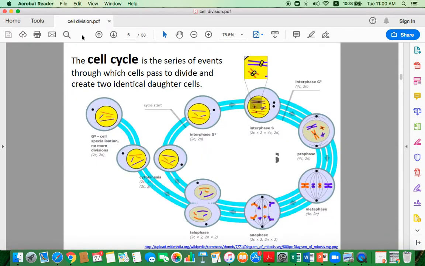Then we have the cell cycle. What is the cell cycle? It's a series of events through which a cell passes to divide and create two identical daughter cells. We're going to study the whole cell cycle in the following pages, okay?